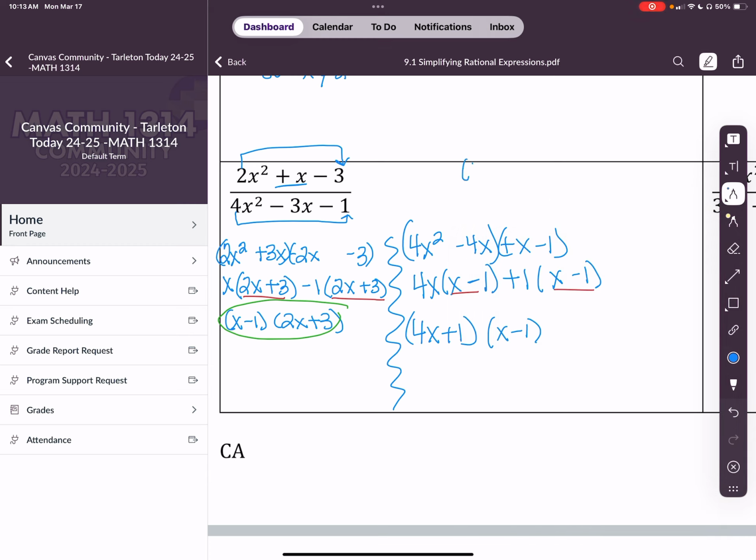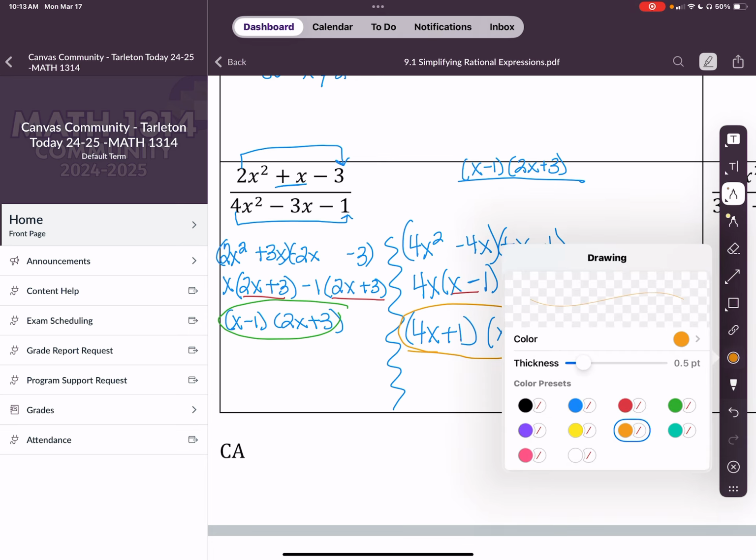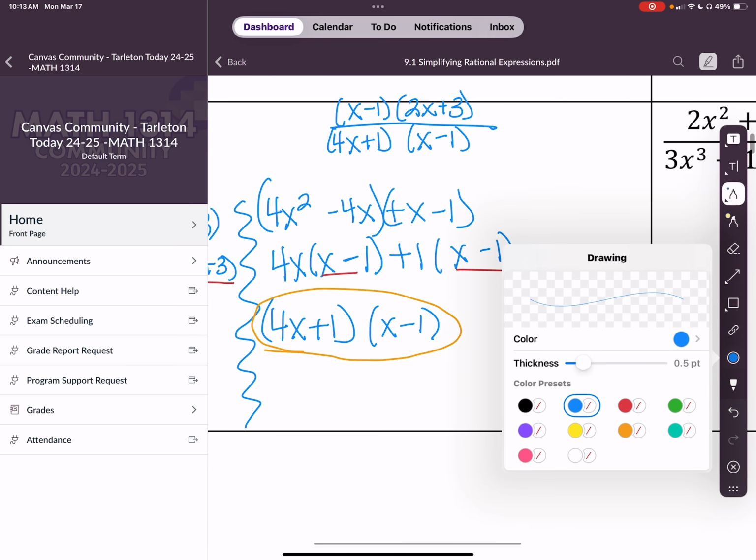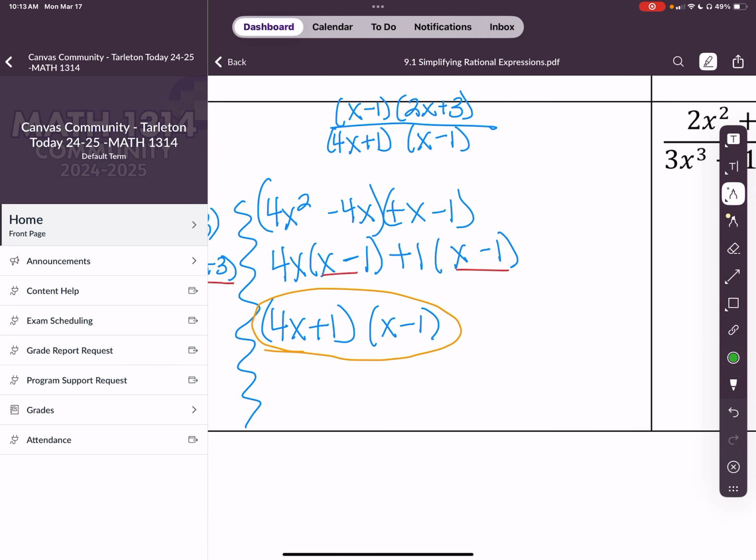So we have x minus 1 times 2x plus 3 over, and then what I'm about to circle in orange is our denominator. So 4x plus 1 times x minus 1. Okay. So we're checking to see if we have any common factors, and we do. We have the x minus 1.